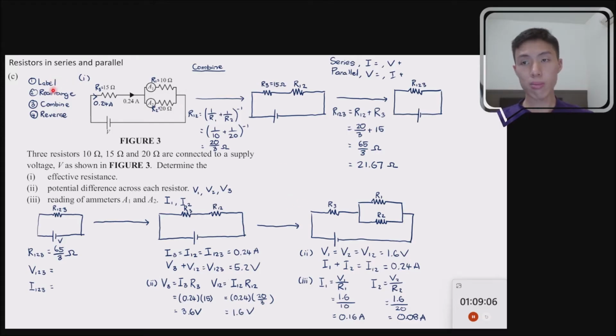Okay, so I already determined what the question asked for, and it can be determined through this process of label, rearrange, combine, and reverse. When you combine, the purpose is to find effective resistance. When you reverse, make sure your objective is to find V and I for each diagram. If you don't know the V and I, you just move on to the next diagram. But every time you open up a new diagram, make sure you write the equation, whether the I is equal or the voltage is equal, whether the voltage added up or it's the current that added up.